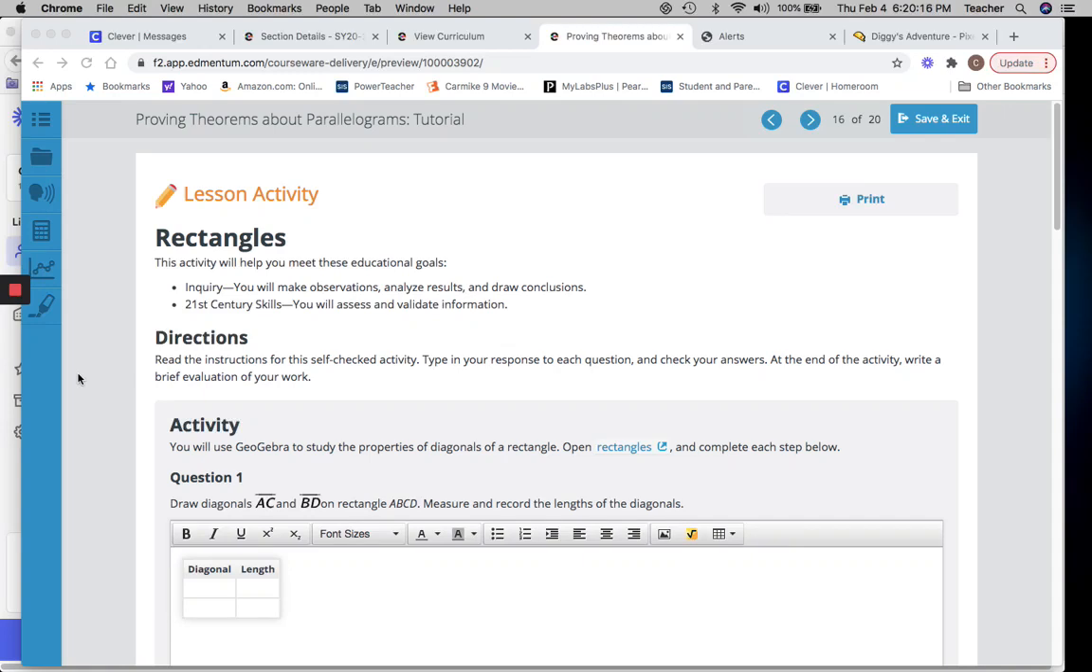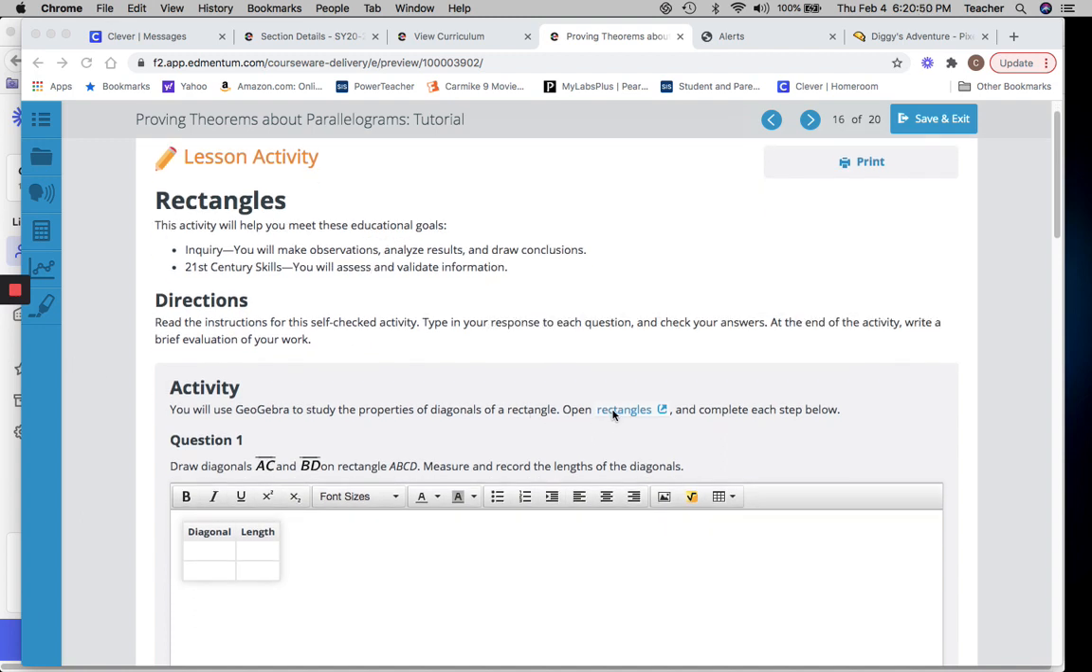All right, you guys, so we are still in proving theorems about parallelograms. This is slide 16 on rectangles. And I can understand why they're putting this in. Parallelograms are like the granddaddy of the family. Then you've got rectangles and rhombi that are part of the parallelogram family, and of course squares that are part of the parallelogram family. So I can kind of reason with them while putting rectangles in this tutorial.